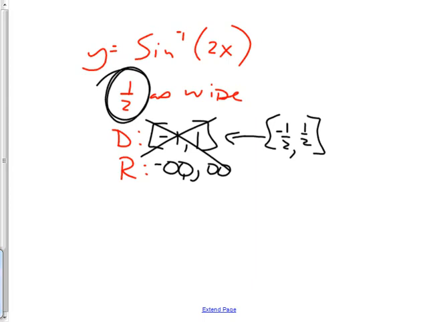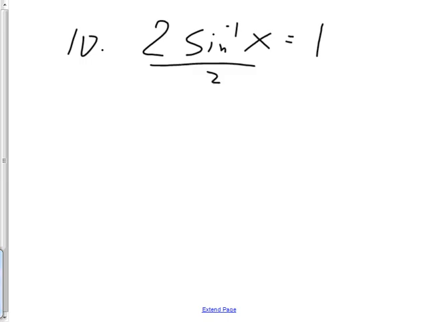Okay. Let's move on to the next kind, which is problem number 8. But I've already done that with you. You may cross that one off. Let's do number 10, for instance. Okay. Number 10. It says 2 inverse sine of x is equal to 1. My first thought is that 2 seems out of place. Can I get rid of it? Sure, swap it. And then I have inverse sine of x is 1/2.